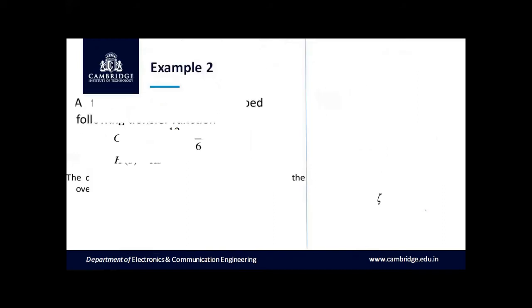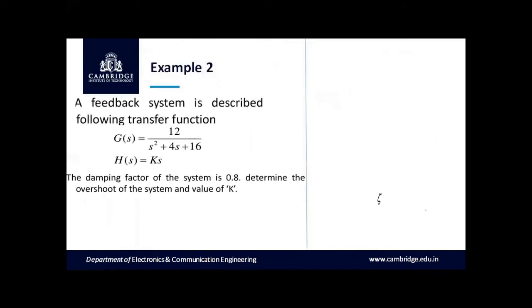Let us try the next problem. A feedback system is described with the following transfer function given by G of s is equal to 12 divided by s square plus 4s plus 16, and H of s is equal to K into s. The damping factor of the system is 0.8. Determine the overshoot of the system and the value of K.